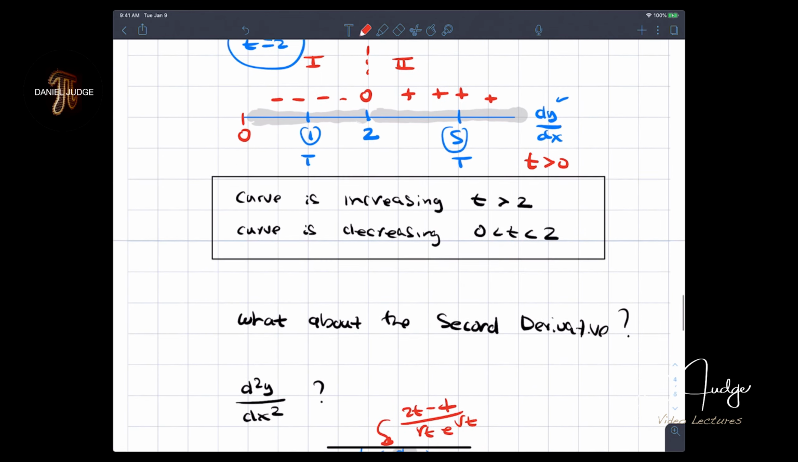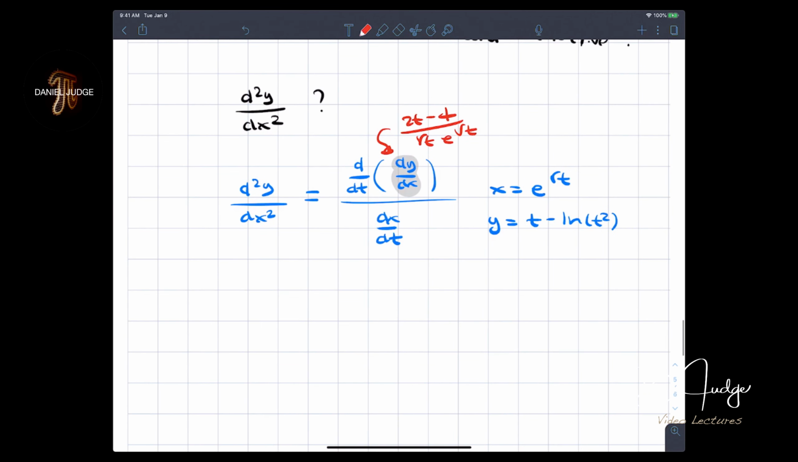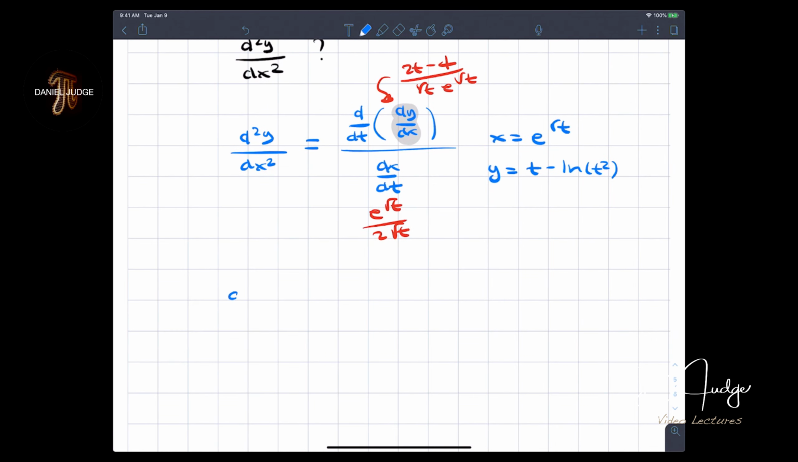And then you asked me, what about dx dt? Well, what did we find for dx dt? I guess we could do it again. That's e to the square root of t, and then by chain rule, it's e to the square root of t over 2 square root of t. So if you had to find this, here's what you would do. You differentiate 2t minus 4 over the square root of t, e to the square root of t, over, that's just e to the square root of t over 2 square root of t.